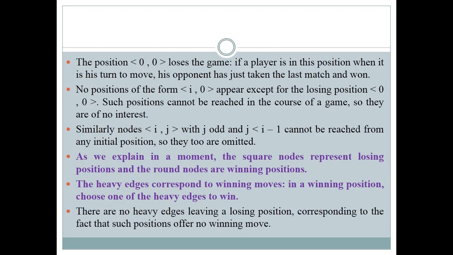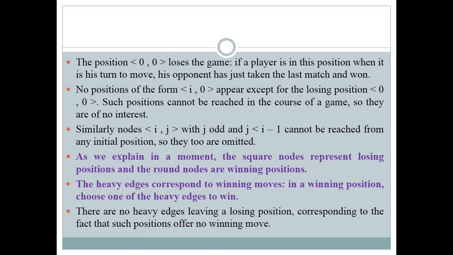The position (0, 0) loses the game if a player is in this position when it is his turn to move, because his opponent has taken the last match and won. No position of the form (i, 0) appears, except for the losing position (0, 0). Such positions cannot be reached in the course of the game, so they are of no interest. Similarly, nodes (i, j) with j odd and j less than i minus 1 cannot be reached from any initial position, so they too are omitted.